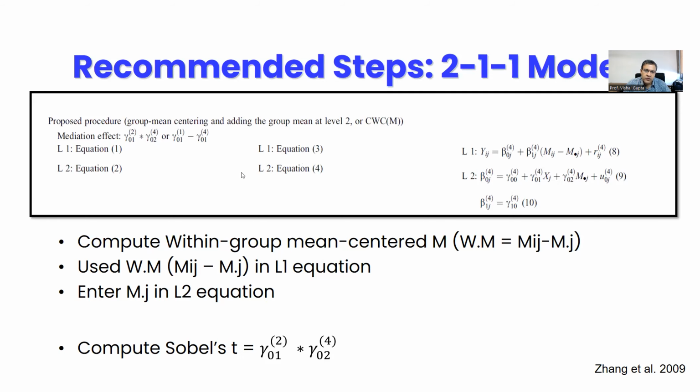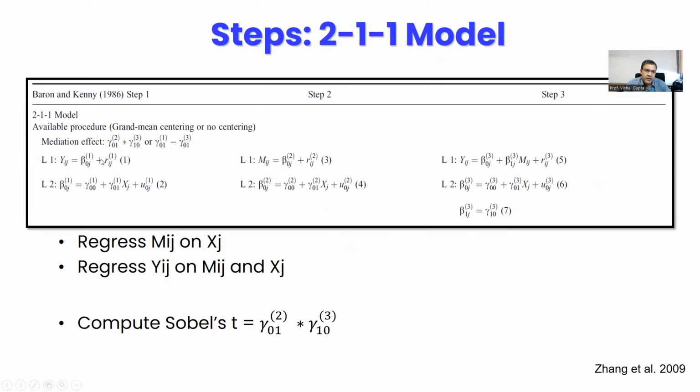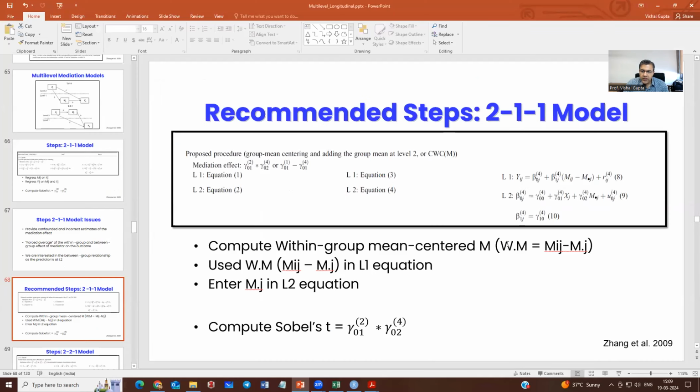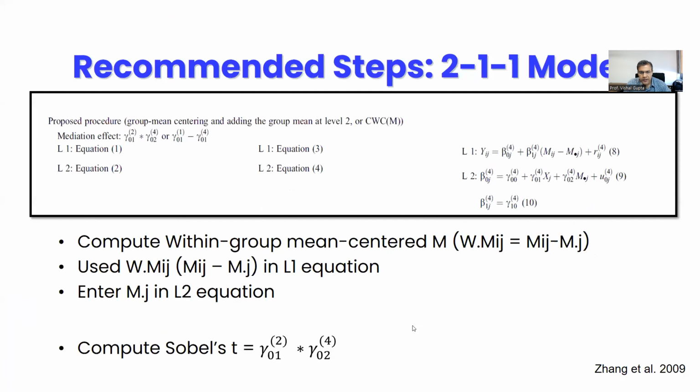Right, so the first two sets are exactly the same. We don't change anything. These are the first two set equations. And instead of using level 1 Mij, we compute the within-group mean centered. We call it W dot Mij, which is Mij minus M dot J. We use W dot Mij in the L1 equation, and W dot Mj in the L2 equation, and we compute our Sobel's T.